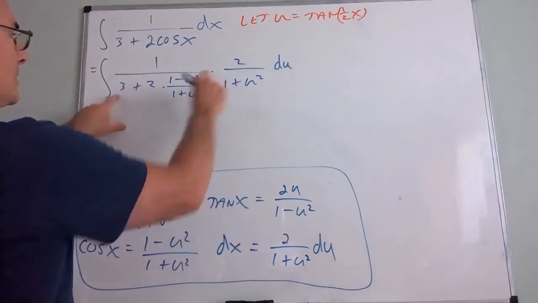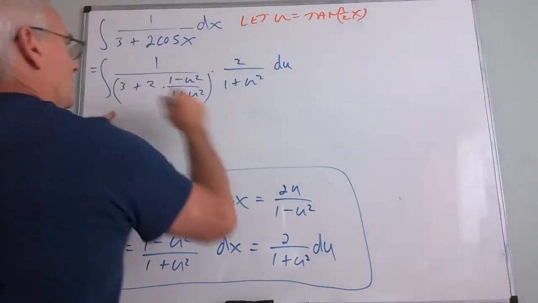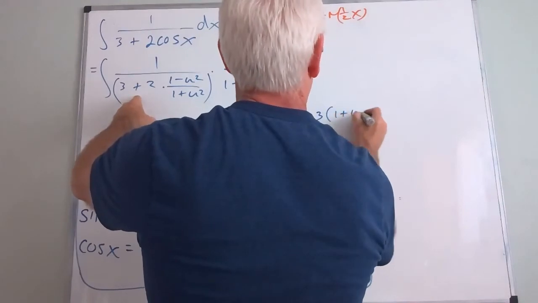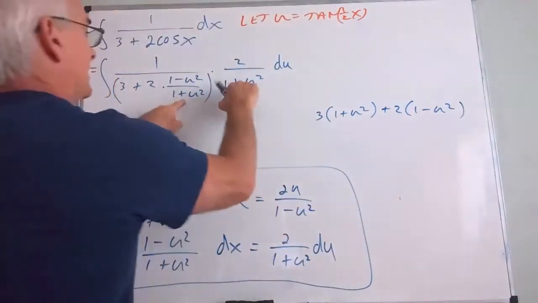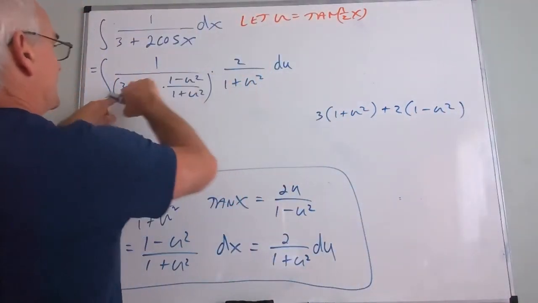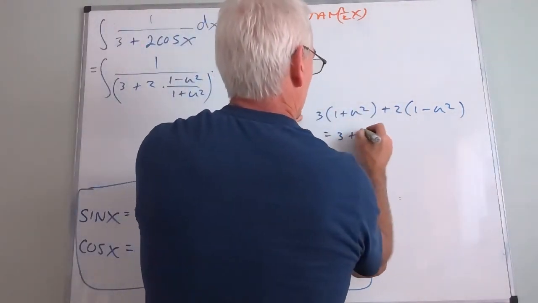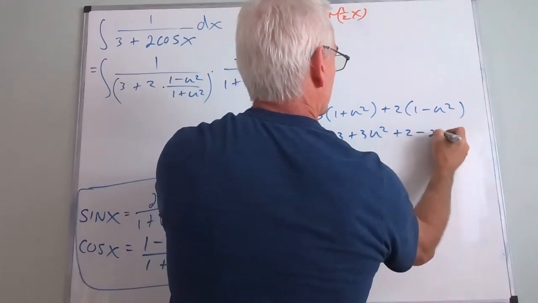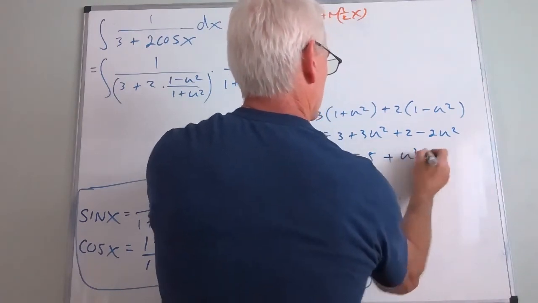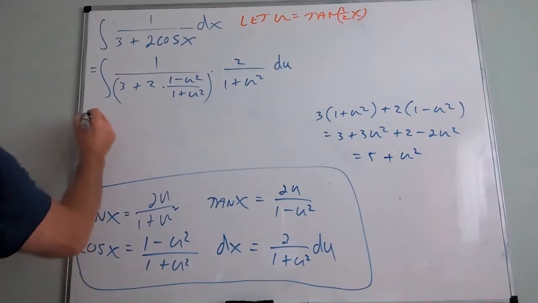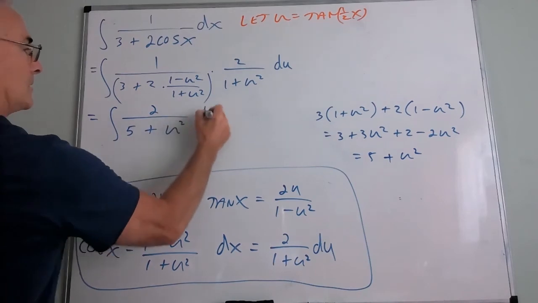On the denominator, the easiest way to attack this, don't put these over a common denominator. Just distribute this. So I would have 3 times (1 plus u squared) plus 2 times (1 minus u squared), and then these guys would cancel. Do you agree? So this times this plus this times this. And that would be 3 plus 3u squared plus 2 minus 2u squared, or 5 plus u squared. So right now, here's what I got. I have a 2 on the top. I have a 5 plus u squared on the bottom.